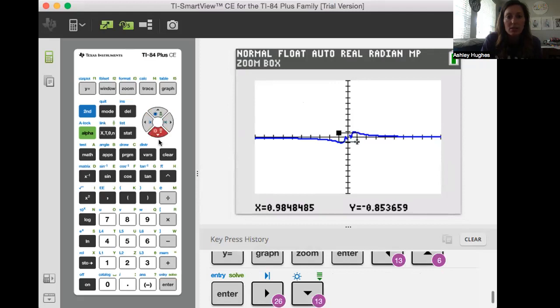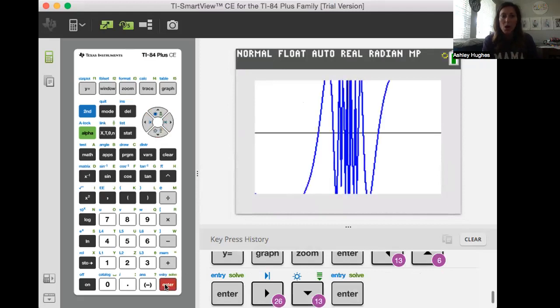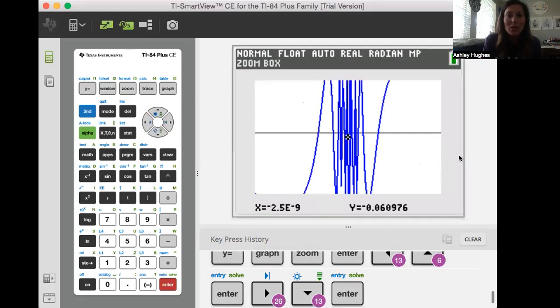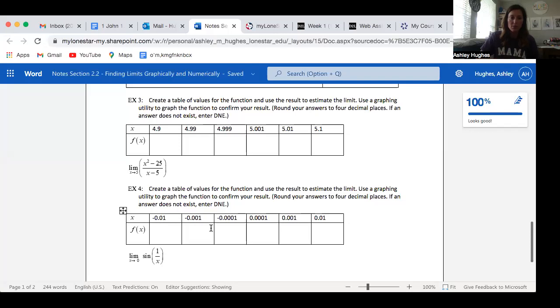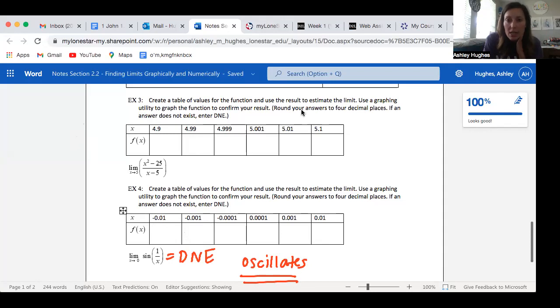If I zoom in right here, close to 0, what is going on? Do you see that? It is going crazy. What we call that is oscillation. So that limit does not exist because it was jumping all over the place. So we're going to say here, these were all different. And so this one does not exist because it oscillates. Okay, so that's when the limit doesn't exist. It's not approaching anything in a clear direction. So let's move down.